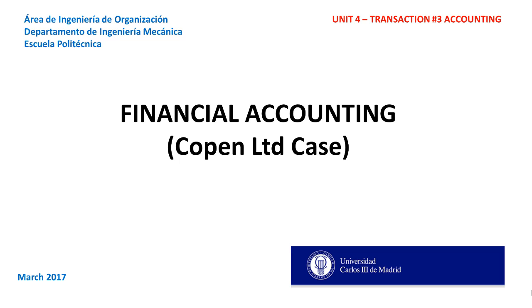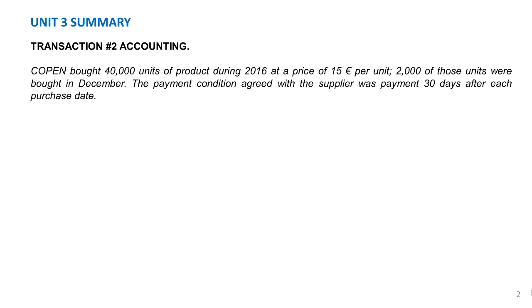Copen incurred in 2016 in both labor and general expenses. In this unit, we're going to analyze and account for that transaction. However, before that, let's recall the previous unit. It tackled the analysis and accounting for the purchase of raw material in 2016.